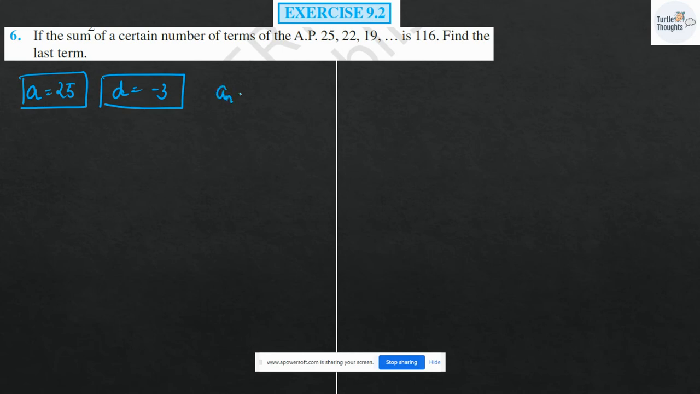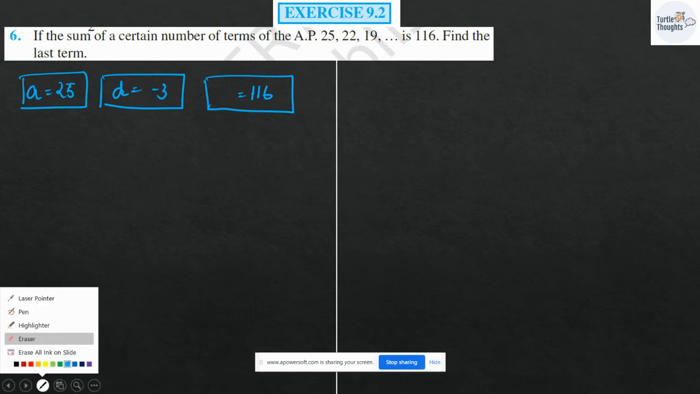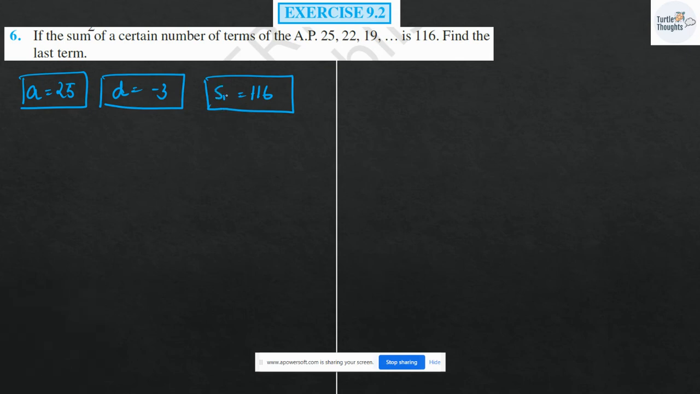What is the last term? Given as An is 116. Sorry, the sum is given as 116. So Sn, not An. Sum is given, so Sn is 116. What we have to find out is the last term.